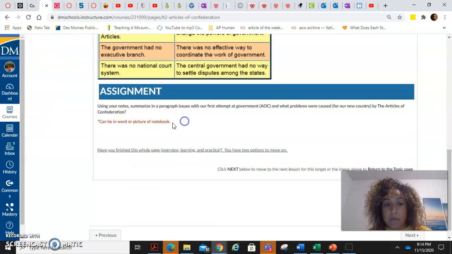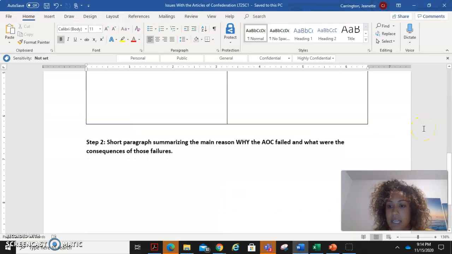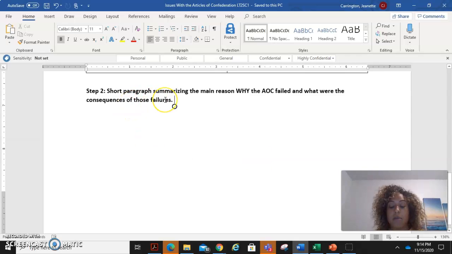As you see, the assignment is using your notes that you collected from this lesson. Please summarize in a very brief paragraph what the issues of the Articles of Confederation were and what problems they caused. Okay, easy peasy. I included that prompt at the bottom of this chart on the document if you want to do it, or I would suggest you do it there.